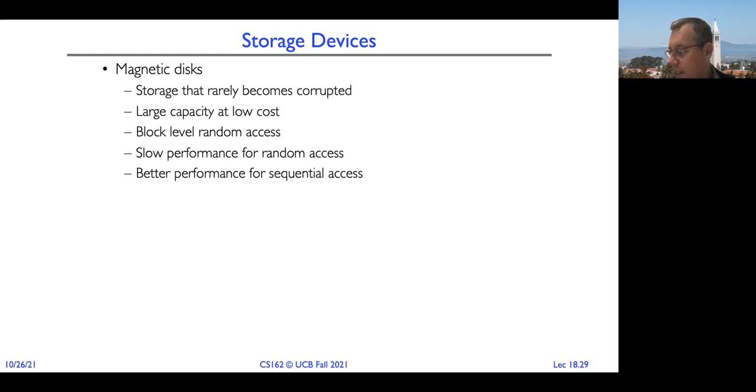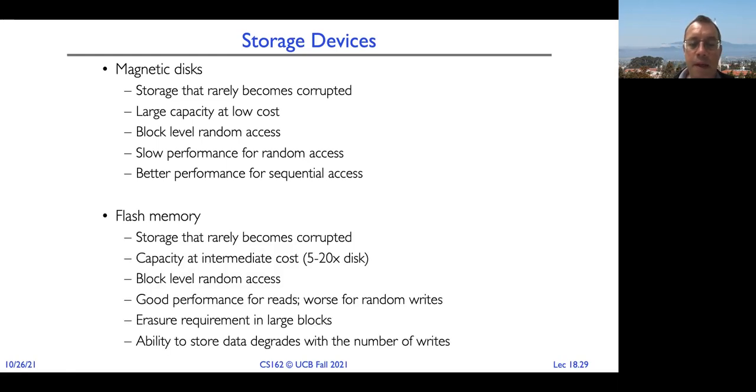Storage devices are where we store the data persistently. They typically have much larger capacities than memory, but they are slower. We have magnetic disks and flash memories. There are two types. Magnetic disks are the traditional ones. Flash memories are newer, but now are dominant. They are more expensive, and they provide better performance. That's kind of the way to look at them.